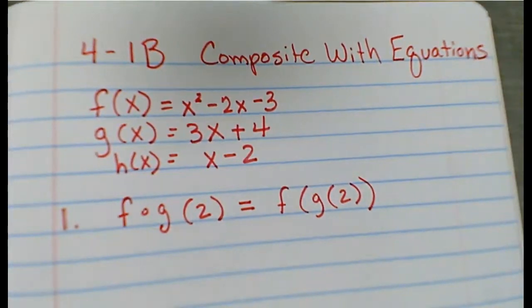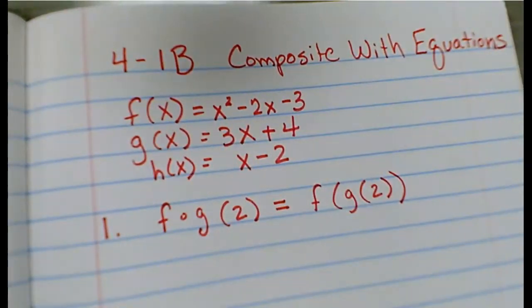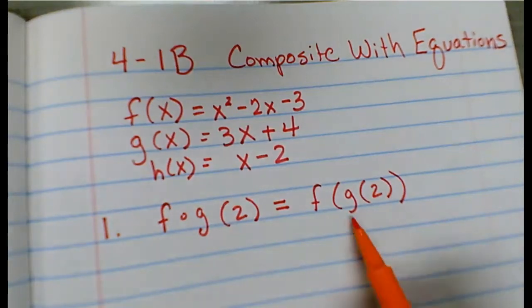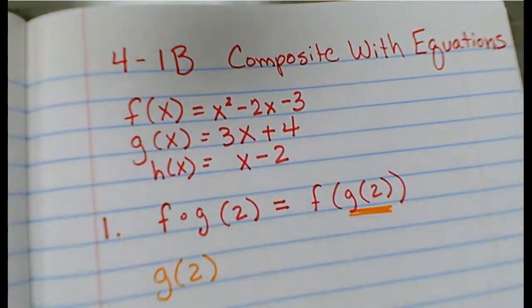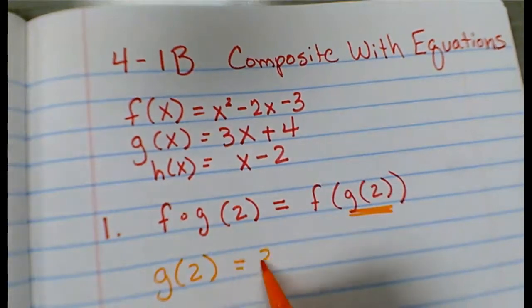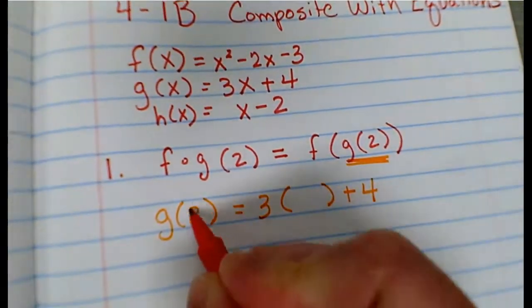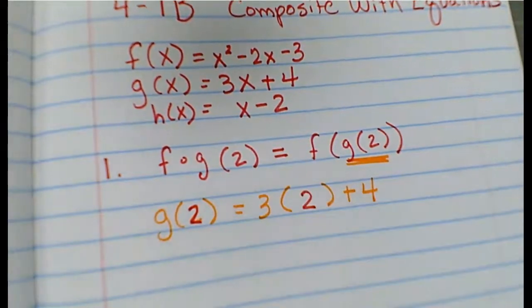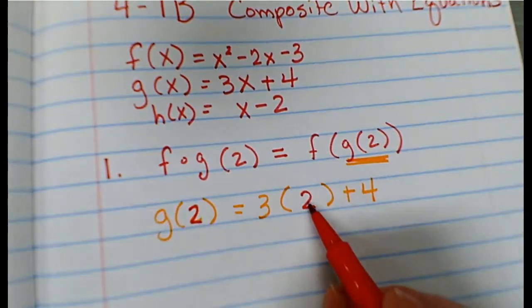Just like when we had tables or graphs, if we are given a number, we start on the inside. What does that mean? That means I look up here to the equation that's labeled g, 3x plus 4, but in place of the x, I substitute in the number 2. That's what the function notation means, g of 2. It means you substitute the 2 in place of x.